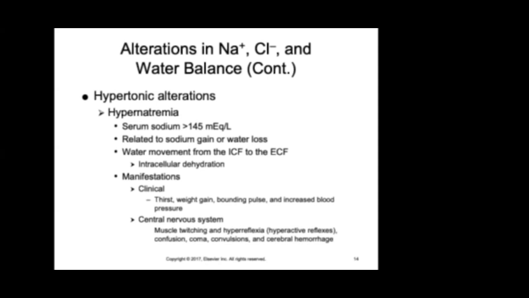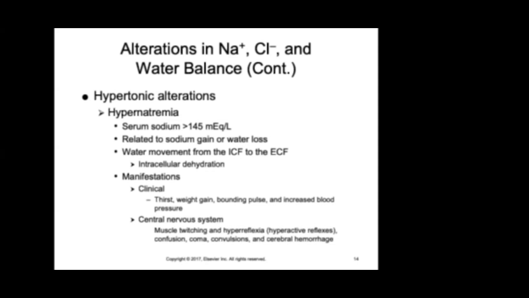Hypertonic alterations include hypernatremia, a serum sodium greater than 145 milliequivalents per liter. It's related to sodium gain or water loss. Water movement from the ICF to the ECF results, and so you see intracellular dehydration. So those cells will crenate, they'll shrivel up. Manifestations are thirst, weight gain, bounding pulse, increased blood pressure. Why? Because you're pulling in more fluid.